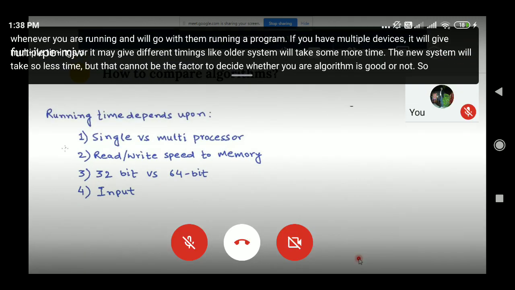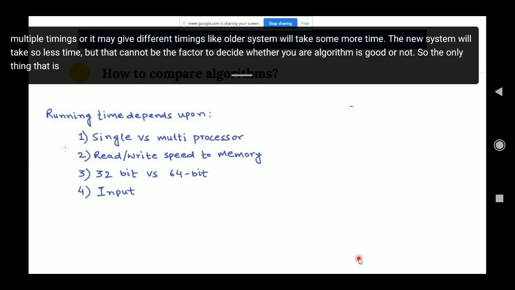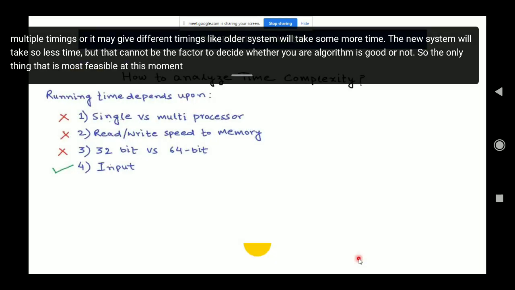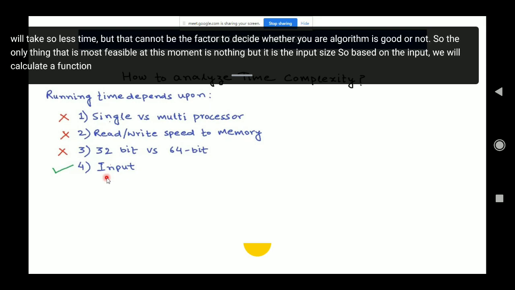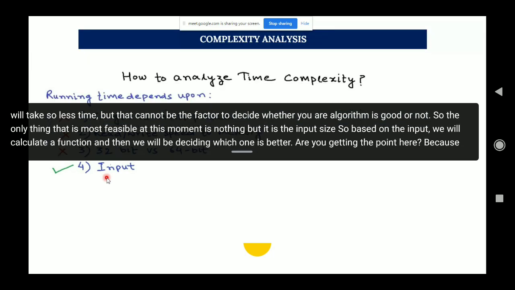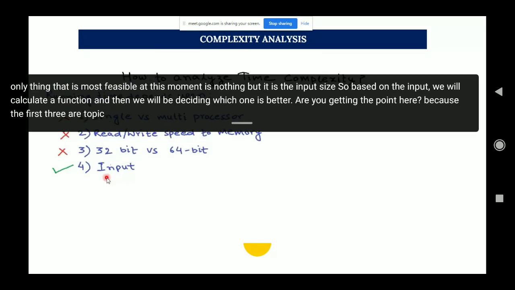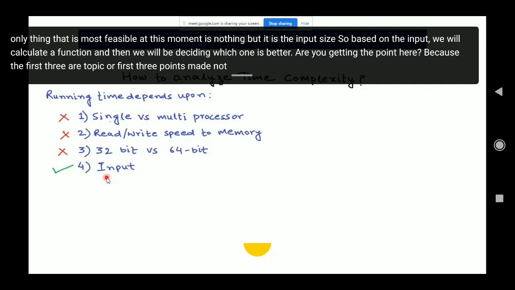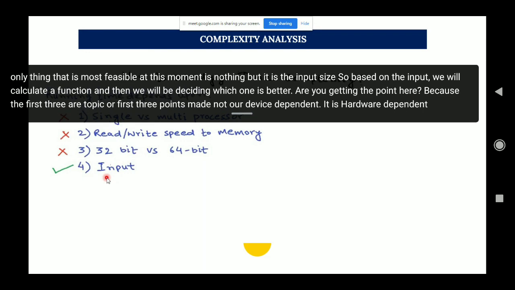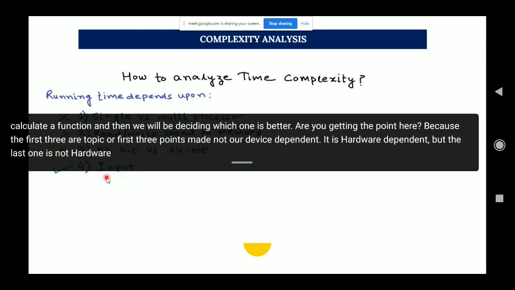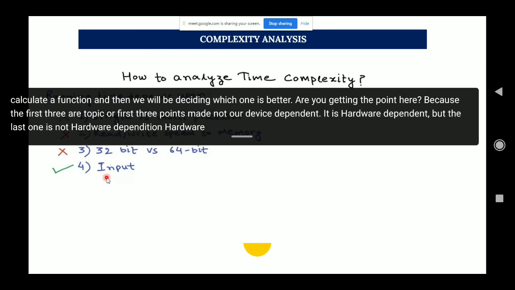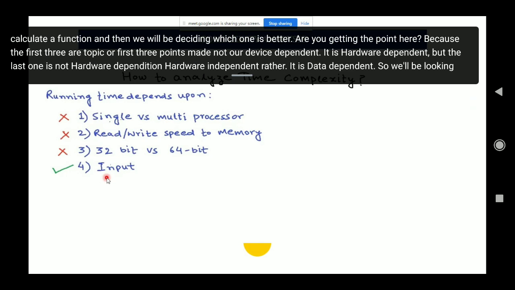So the only thing that is most visible at this moment is the input size. Based on the input, we will calculate a function and then decide which one is better. Are you getting the point here? Because the first three points are device dependent, hardware dependent. But the last one is not hardware dependent. It is hardware independent. Rather, it is data dependent. So we'll be looking at the data dependent architecture.